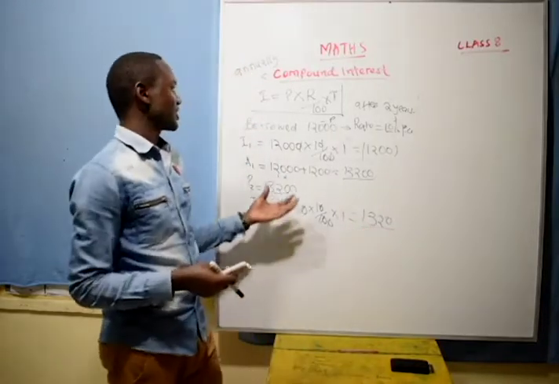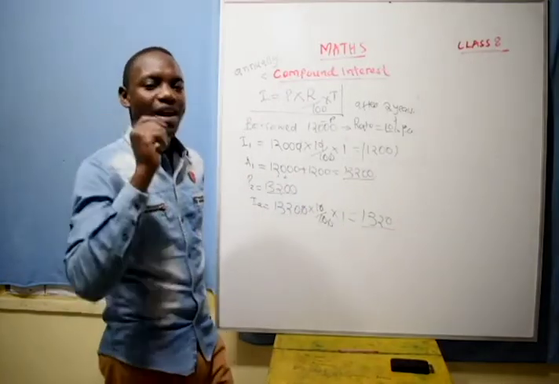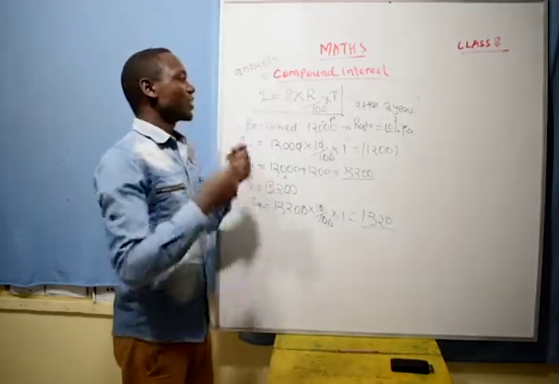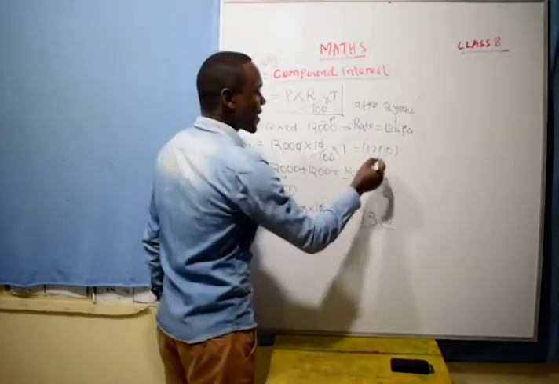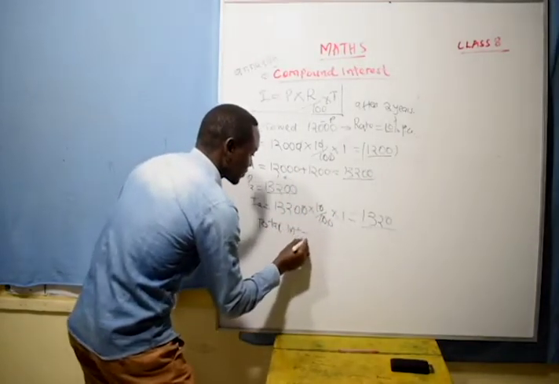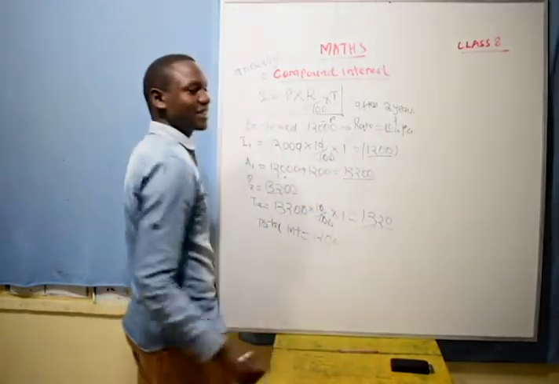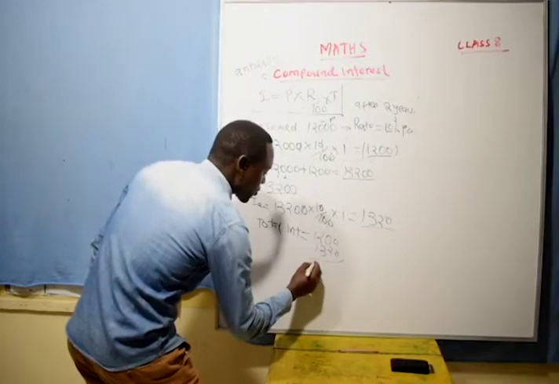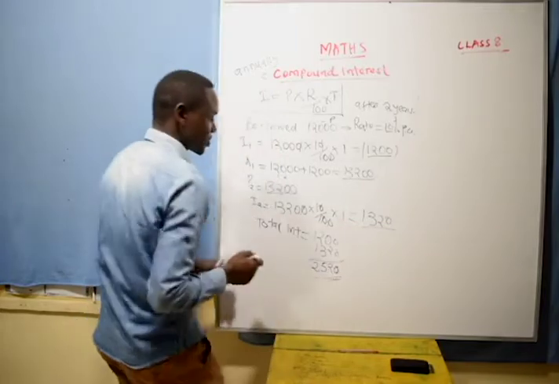So we are still using the same formula, principal times rate times time. And remember, time here is 1 year because we are calculating compound interest annually. So the total interest at the end of the 2 years will be the interest for the first year, that is 1,200, plus the interest for the second year, that is 1,320. So the total interest, the amount of money we'll have earned, is 2,520 shillings. That is the total interest.